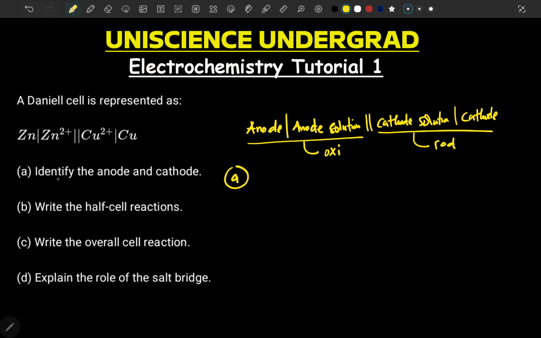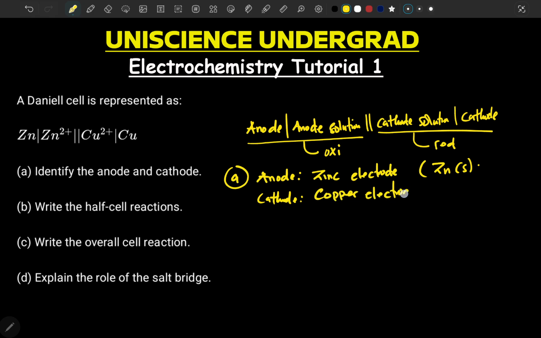So when we look at A, identify the anode. Our anode is just the zinc electrode, which is just the zinc solid. Then the cathode is just the copper electrode, which is just the solid copper, right? Like that. That's all. You're done there.